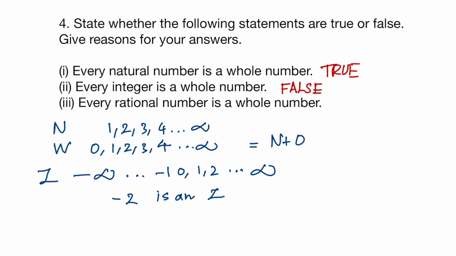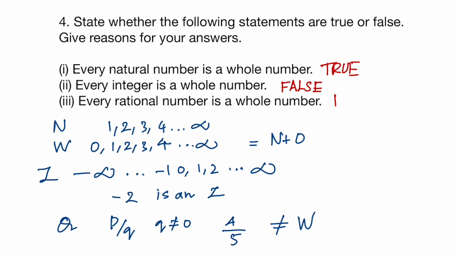Now we are moving on to the third subdivision: every rational number is a whole number. Any number that can be represented in the form p by q, where q is not equal to 0, is a rational number. But for it to be a whole number, it can only be 0 through positive infinity, right? 4 divided by 5 is a rational number because it can be expressed in the form p by q, where q is not equal to 0, but it's definitely not a whole number. So this statement is also false. Every rational number is not a whole number.